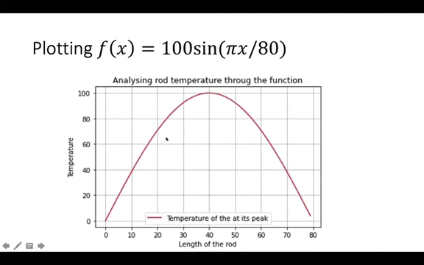So initially the behavior of the rod is a curve like this, where the value of t is equal to 0. When is t equal to 0? When the rod has the 100 temperature here. So the curve of the heat is like this.